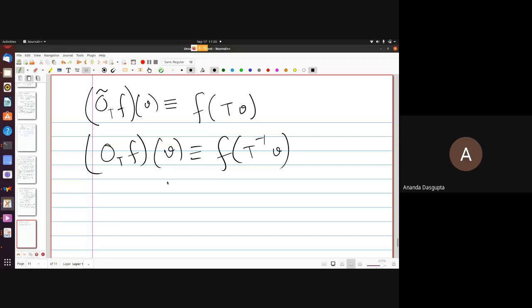So to find out the value of the function at London, I have to find out first which point used to be London. Paris used to be London before rotation. So now the original function must have given us the temperature of Paris. That's why the T inverse V comes in. Where did the point V come from? After the transformation T has been applied, the point V used to be the point T inverse V, and you have borrowed the function value from there.